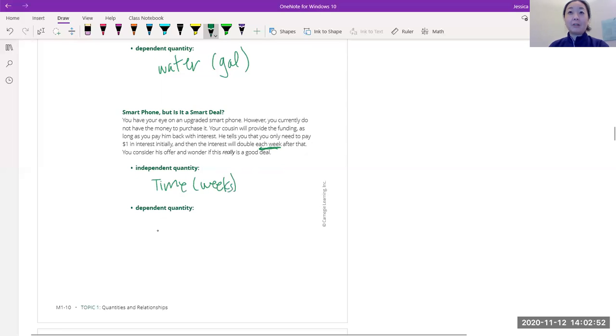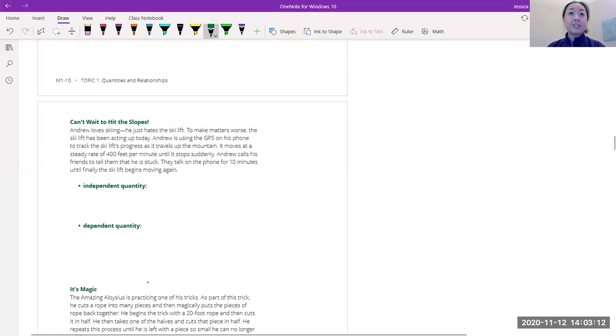And what is our dependent? What keeps on changing each week? Right, the interest. And how do we measure that interest? In sweat and tears. No, in dollars. So we're just going to go with dollars. That is the sign for dollars. I put that in parentheses because that's our unit. Okay. All right.